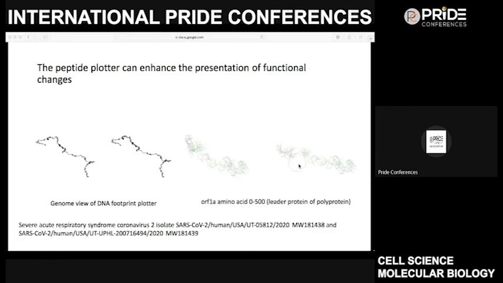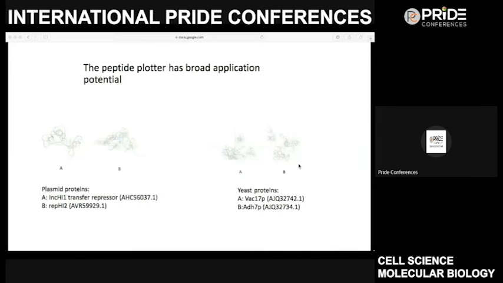So we've already established that the DNA footprint plotters could explain structural variations. And we've also established that the peptide visualizer can enhance the presentation of functional changes at the amino acid level. We can see the DNA footprint is quite similar comparing the two leading coronaviruses. Of course, we can show differences, but at the peptide level, the potential functional changes at the single amino acid level is emphasized by the peptide visualizer. It's more sensitive to others.